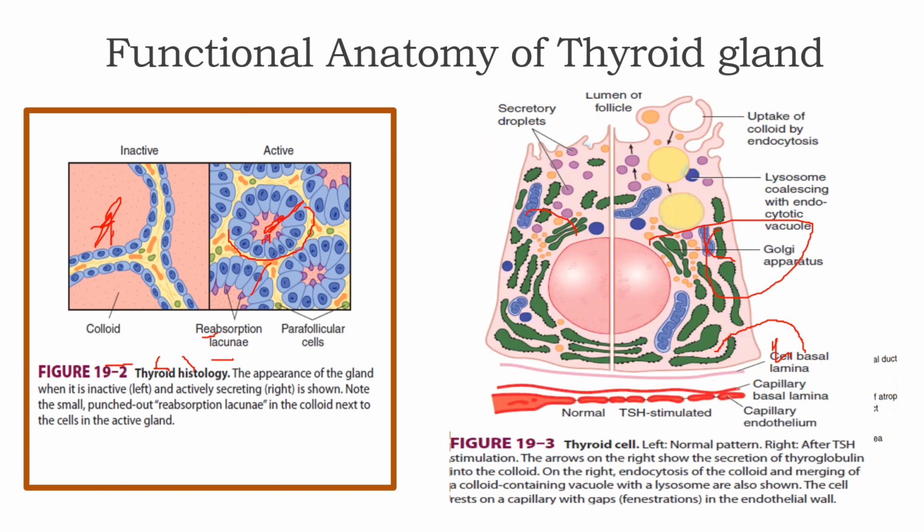And there will be an increased number of endoplasmic reticulum. So in the active gland, there is increased endoplasmic reticulum, and we can see so many secretory granules. These are the secretory granules containing the thyroglobulin molecules, and these secretory granules will ultimately enter into the thyroid cell. Now you can see the basal lamina of this individual thyroid cell. They rest upon this capillary network, and these capillaries are highly fenestrated like those of the other endocrine glands.